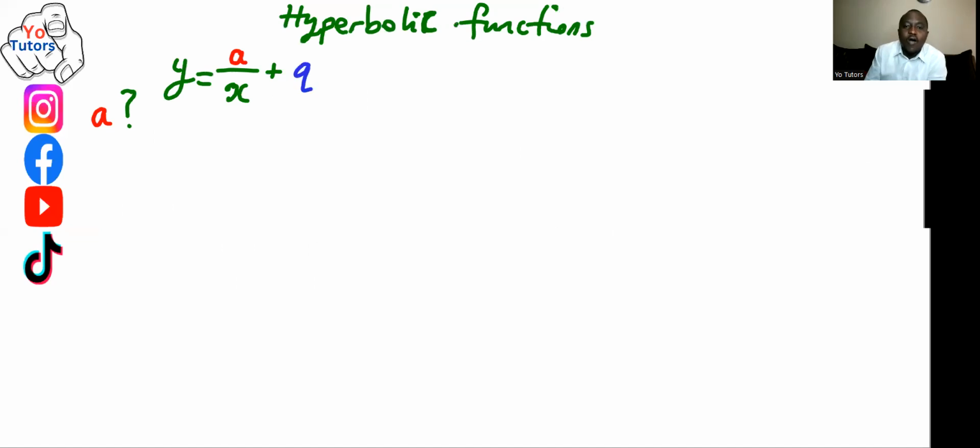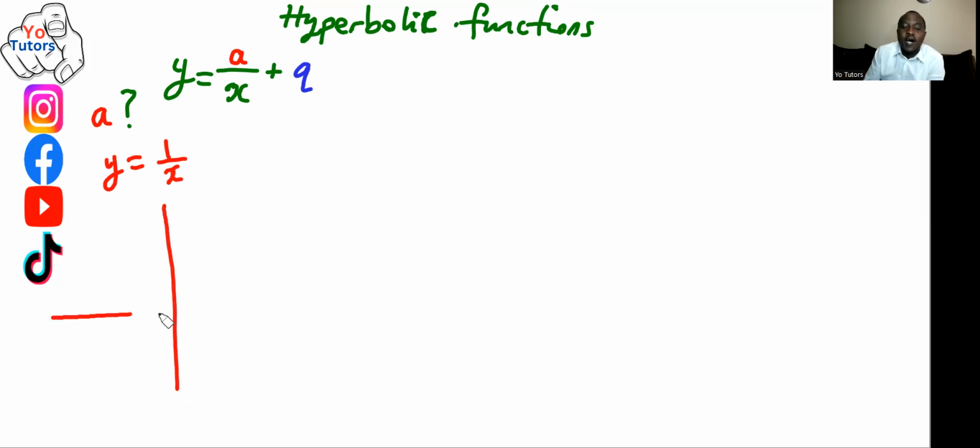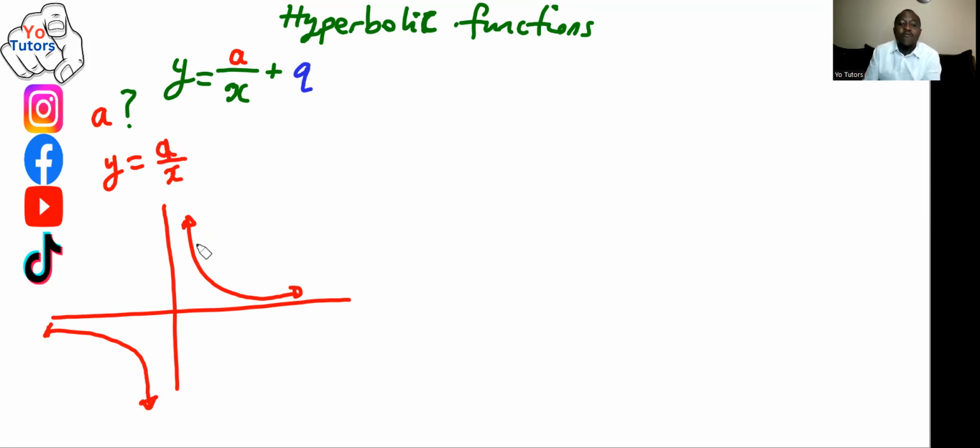So, hyperbolic function. In this case, we need to understand the shape. So let's talk about the mother graph. The mother graph is y equals 1 over x. This is the shape of the graph of our mother graph. Let me put an a there, so a over x.